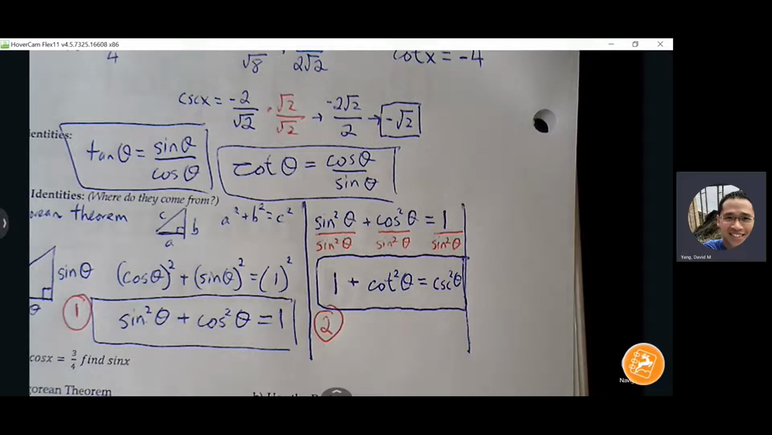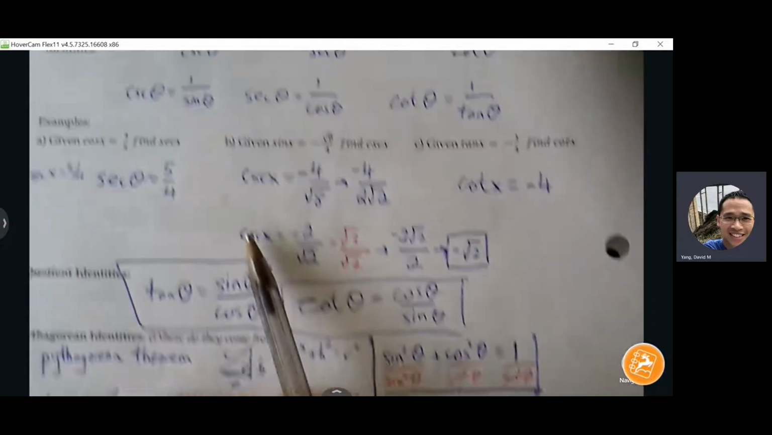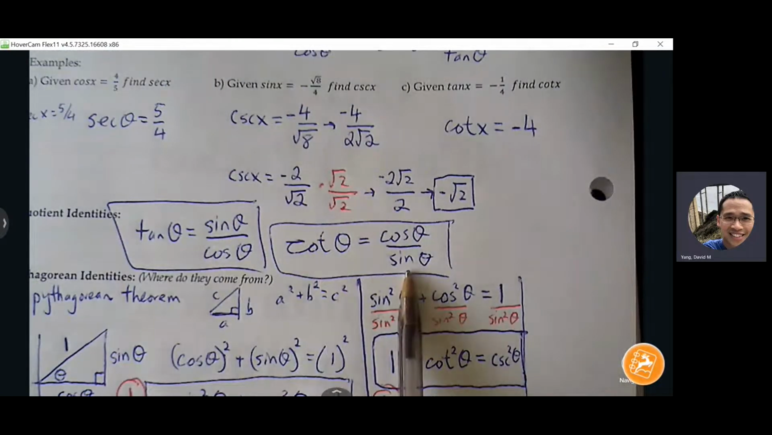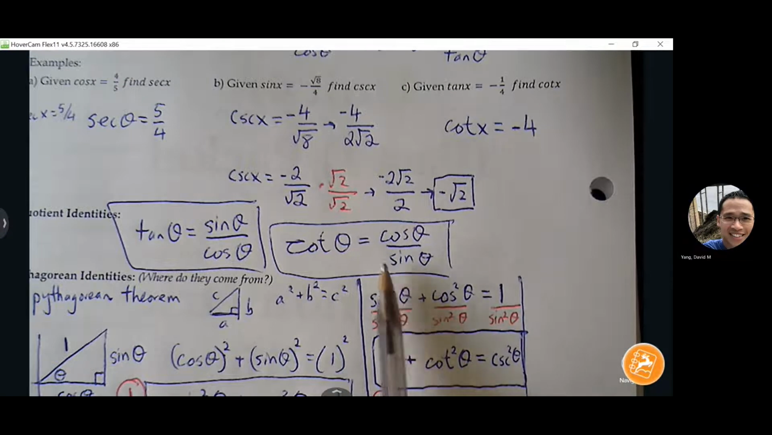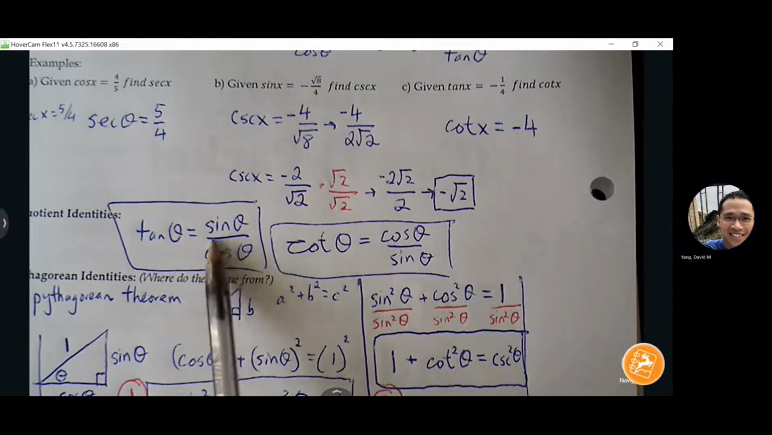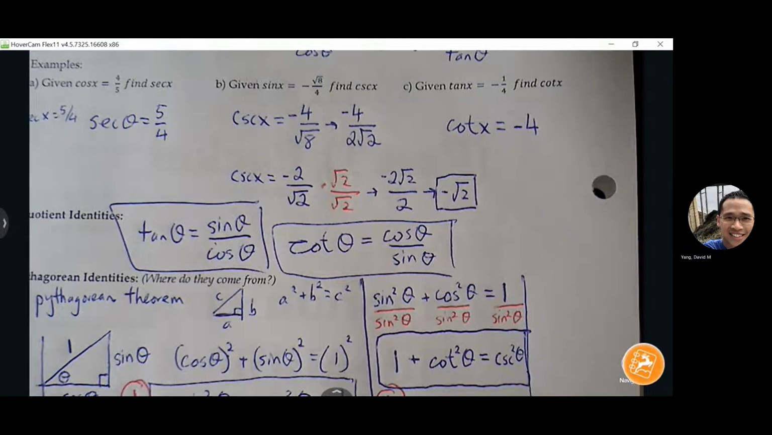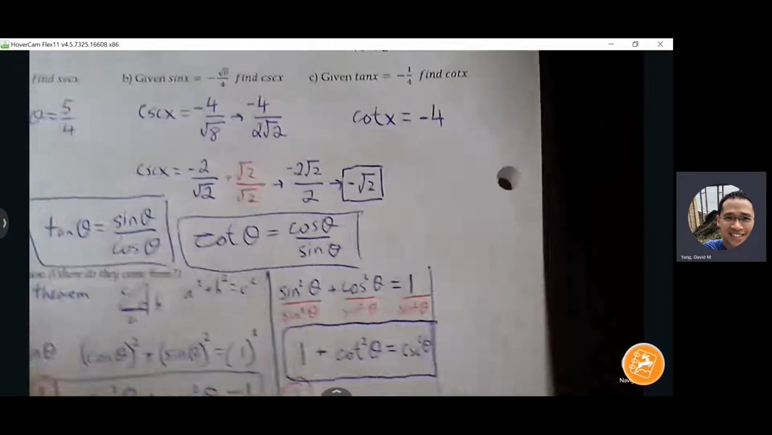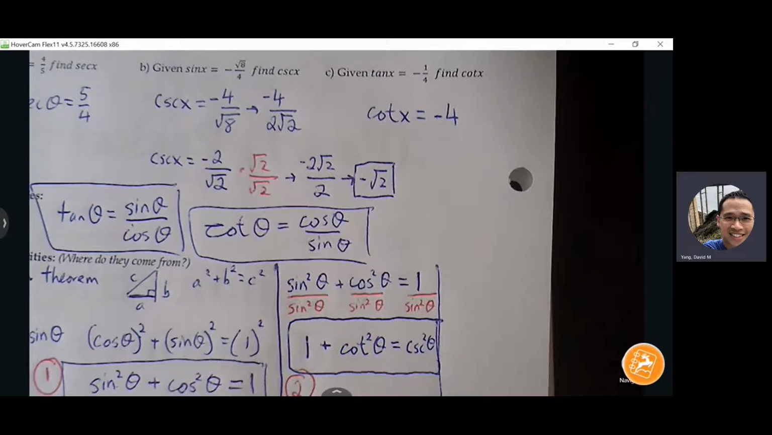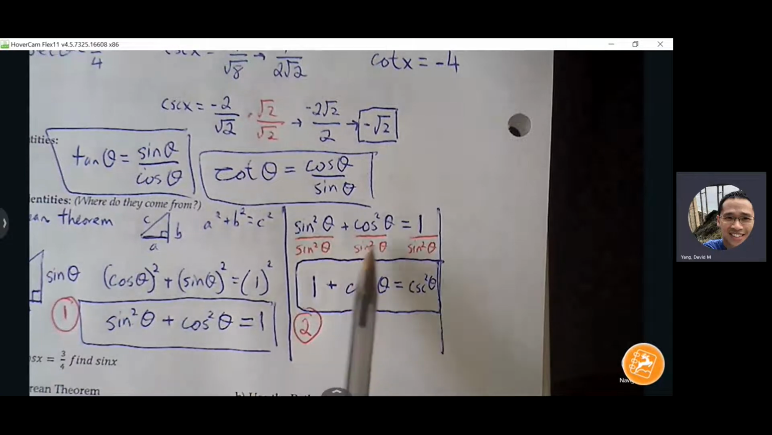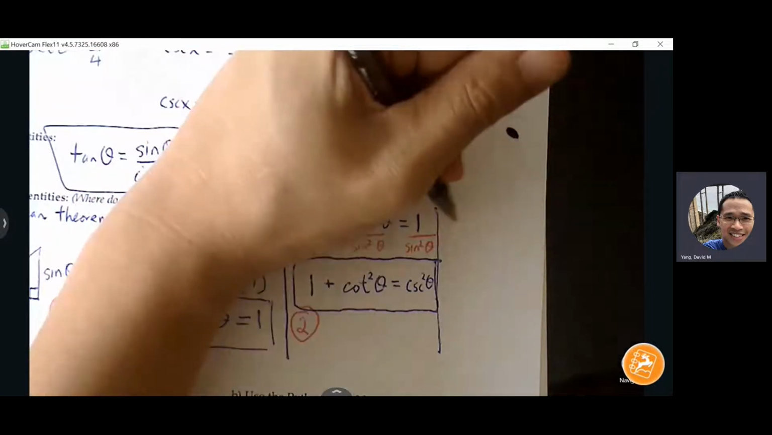cosine squared. Yeah, question. So if we look up at our quotient identity, cotangent theta is the same thing as cosine over sine, which is the reciprocal of sine over cosine. Sine over cosine is tangent. Okay, so like you said, for the third one, we can just take our original identity, divide everything by cosine squared, and we should be able to arrive at the other one that we're missing.